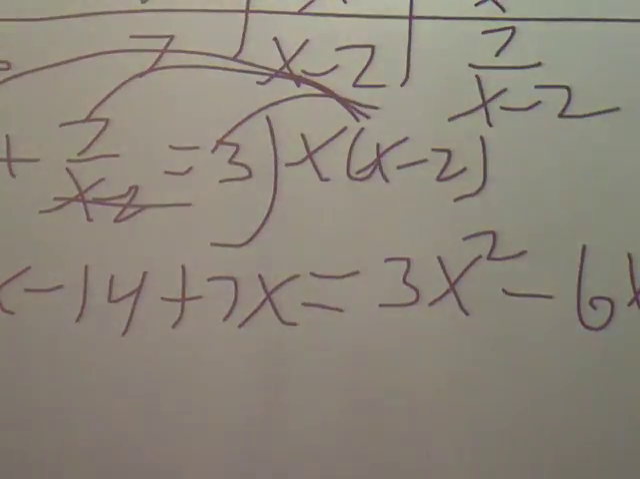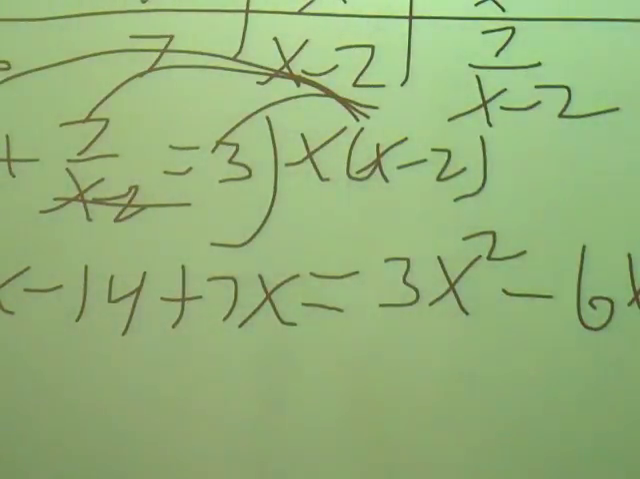How do you get positive 3x squared or positive 3x? I moved the stuff on the left over that way. Yeah, I could have moved that way, you're right, but I moved it the other way.